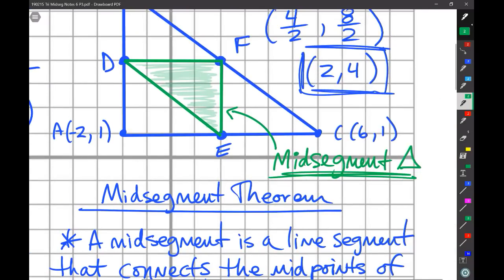All right, so you can see when we connect the 3 midsegments throughout the triangle, we end up with a triangle inside of the triangle. It's embedded inside of it. And this is what we call the midsegment triangle.